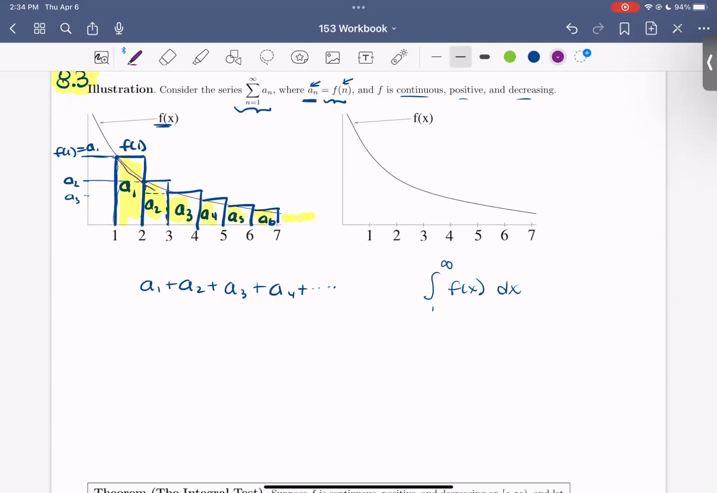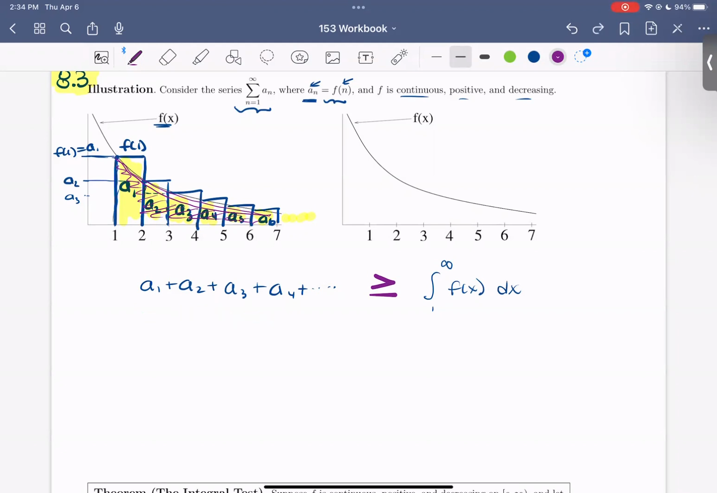If we draw that in here, we'll see that the function is always less than those rectangles. So the value of the integral is going to be smaller than, or maybe equal to, if we get close enough an approximation to, that infinite series or infinite sum.